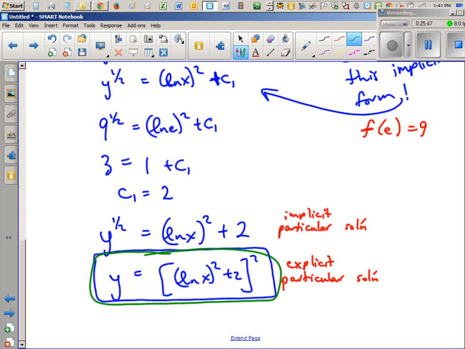Okay, so you guys now know how to do number 6 on your worksheet. And it was one of the harder ones, so hopefully you followed that.